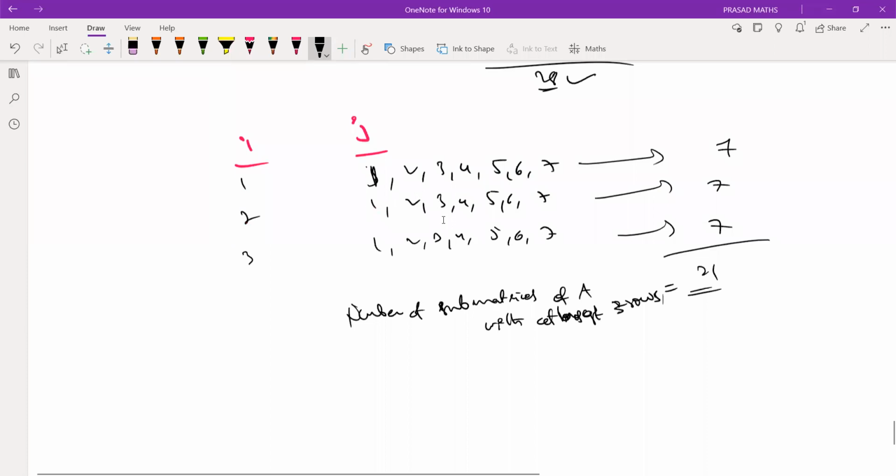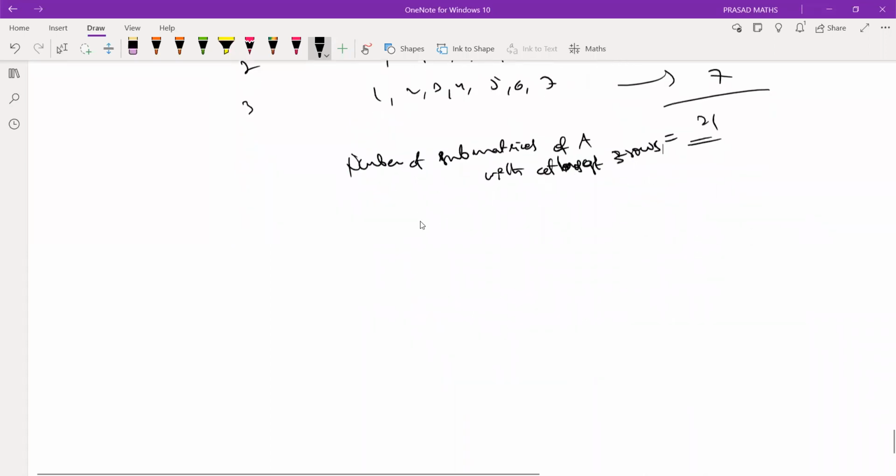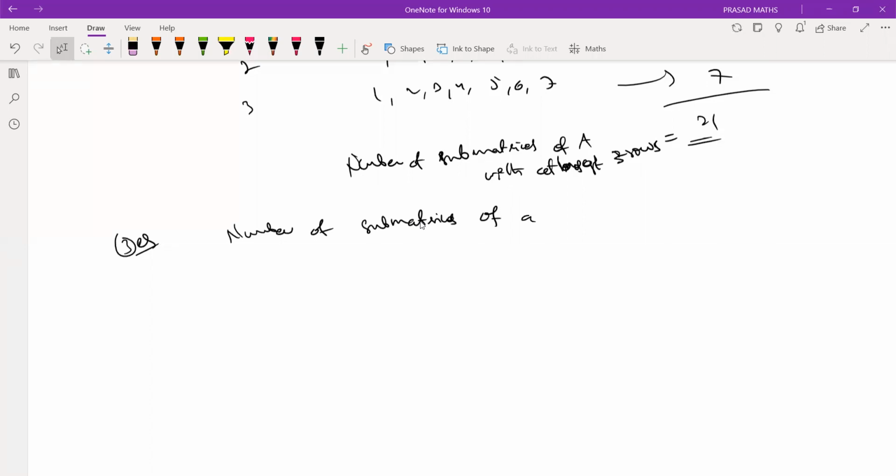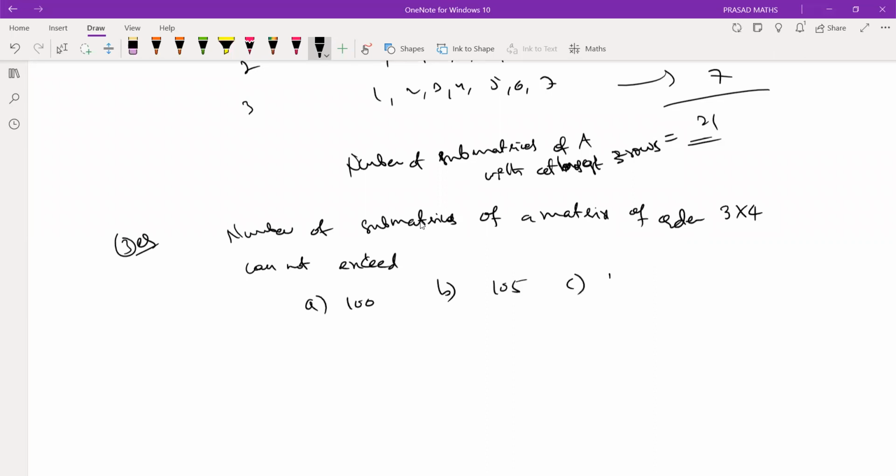Next question: the number of submatrices of a matrix of order 3 by 4 cannot exceed. Option A 100, option B 105, option C 210, option D 171.